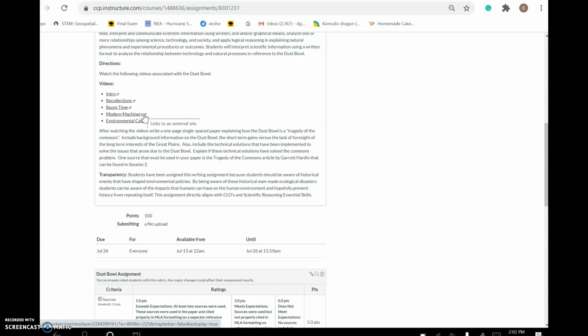One source that must be used in your paper is the Tragedy of the Commons article by Garrett Hardin that can be found in session 2. So if you have not already, you need to make sure you go back and read that document and incorporate it in. Remember, Garrett Hardin does discuss the population problem, but this paper does not deal with tragedy of the commons in terms of population. What it deals with is the fact that we looked for a short-term interest, greed in that case, rather than looking at the long-term interest of the plains.